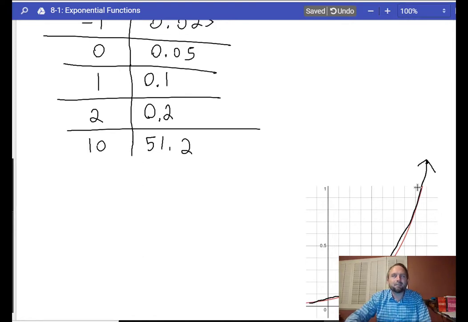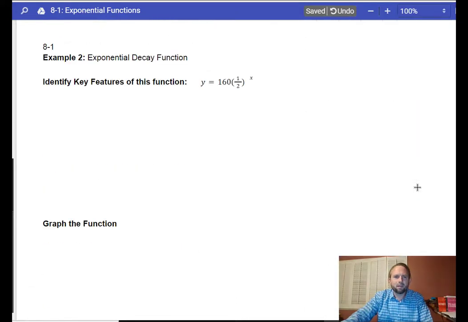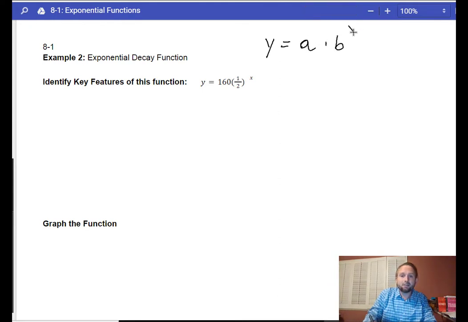Now, graphing a curve is a lot harder than graphing a line. All right, let's go on to the next one. So exponential decay. Remembering our function, we now understand that it's y is equal to a times b to the x power. So we understand that this a right here is 160. That means it hits the wall at 0, 160. So I'm going to put this 0, 160 as the y-intercept.